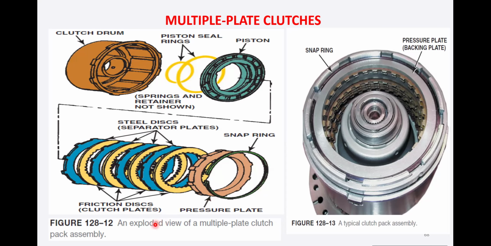An exploded view of a multiple plate clutch pack assembly. So see, we have a snap ring here. Then we have these plates, the friction plates, the steel plates, and down below we have the piston and the piston seal rings, and this is your clutch drum.